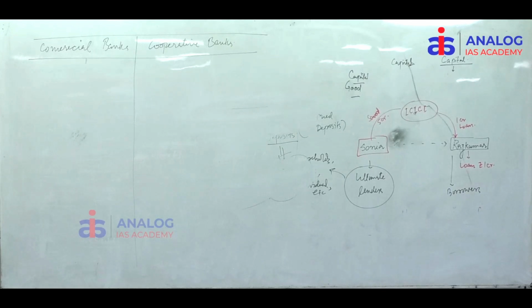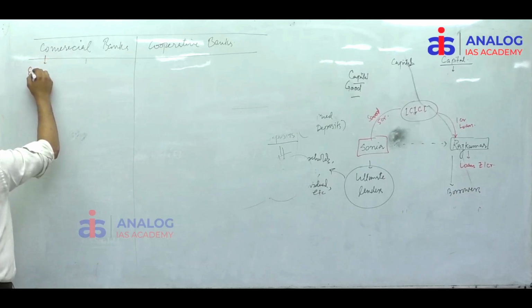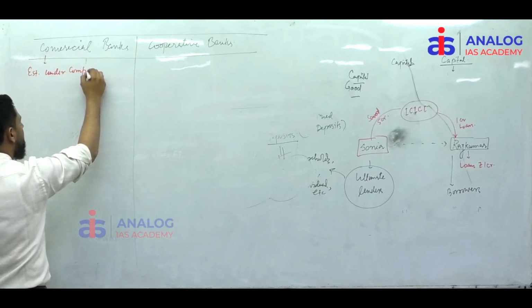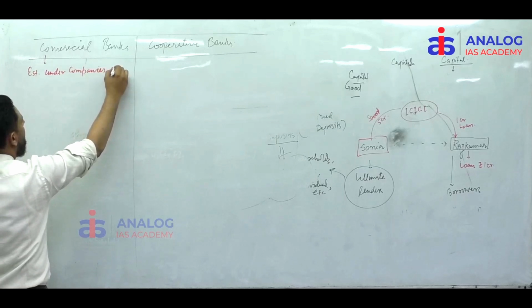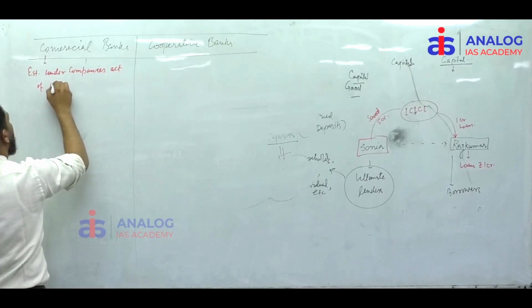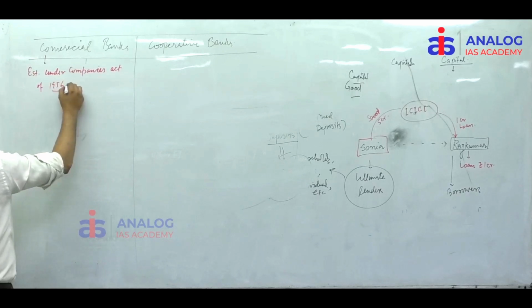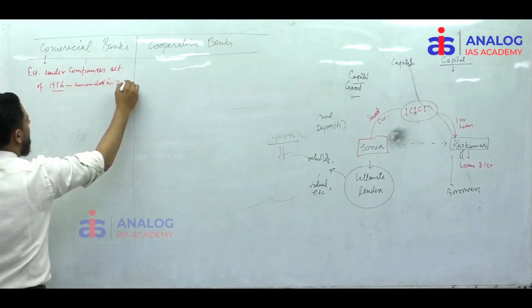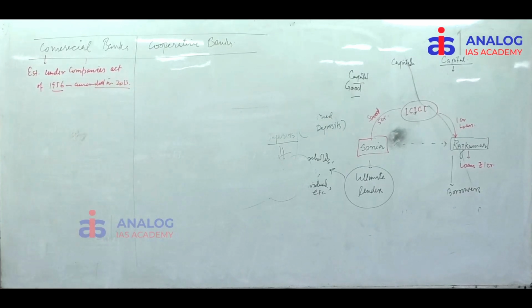A bank which is established under the Companies Act of 1956. Commercial banks are those banks established under the Companies Act of 1956, amended in 2013. So if it is said that they are established under the Companies Act of 2013, it is correct. Clear?